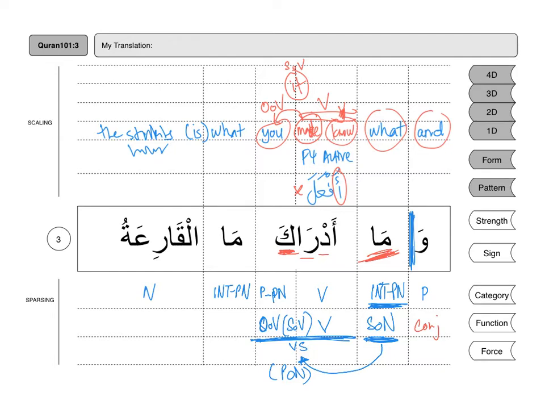All right, and then you have mal qari'ah, which will be the same as what we did in the first verse. In terms of force, the subject or nominal pushes the predicate of nominal, like we said just now, and the verb pushes the subject of verb and lifts the object of verb. So the meaning becomes, and what makes you know what the striking hour is.